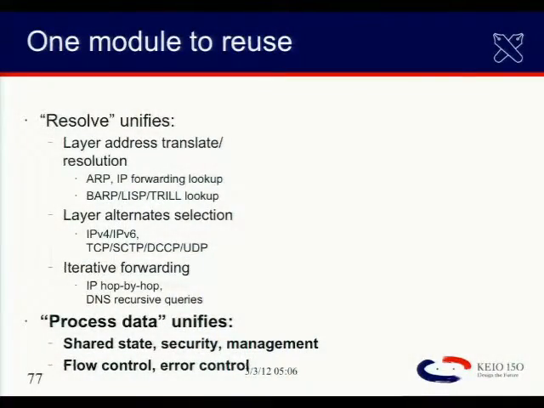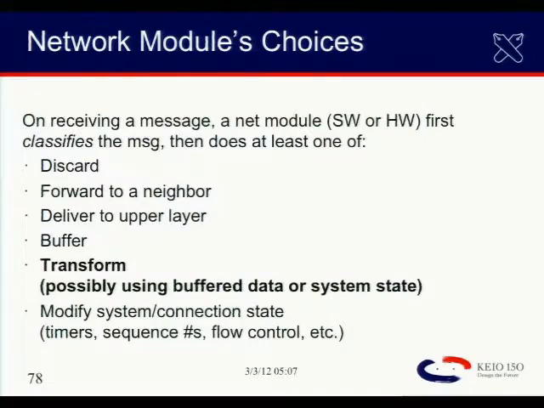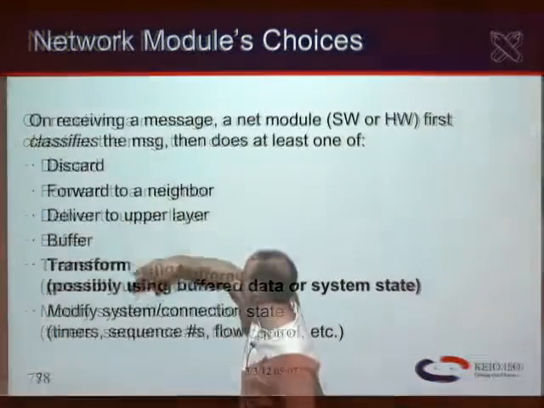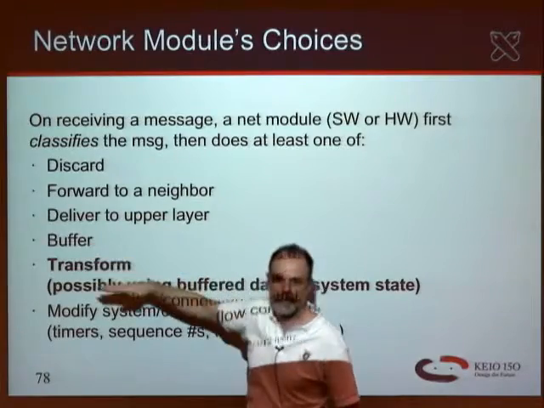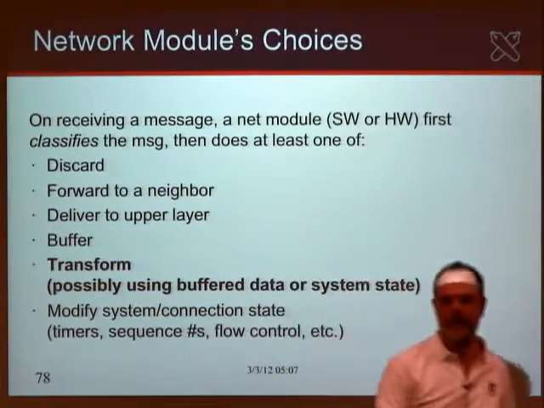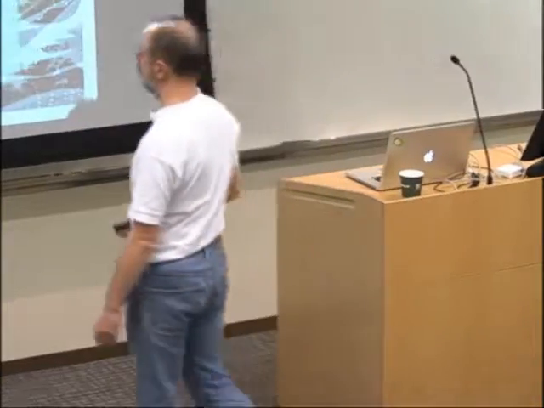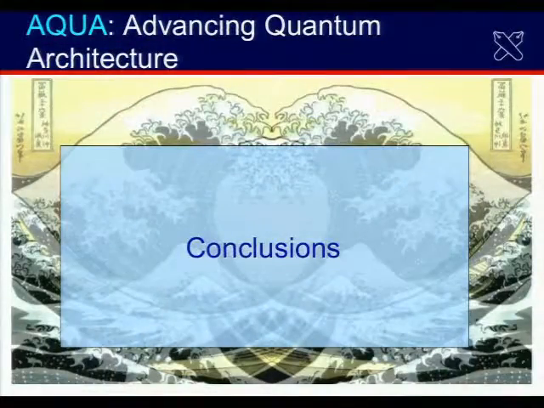All of this can be done ultimately with one single software module. One of Joe's papers on recursive networks actually includes the pseudocode for doing essentially all of networking as one recursive function. Basically all it ever does is discard, forward to a neighbor, deliver to an upper layer, buffer, or transform a state. So you have to have that set of operations available. And that's pretty much it.